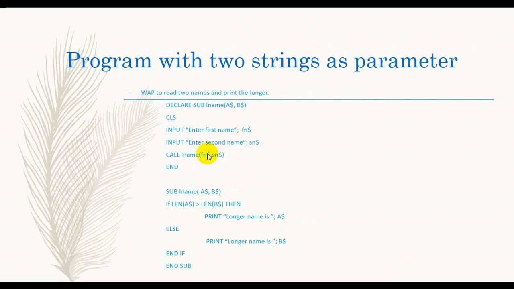On passing these two inputs, fn$ comes here in a$ and sn$ comes here in b$. Now we are checking if a$ is longer than b$, then we can say print longer is a$. LEN checks the length of this string. LEN(b$) returns the length of string b$. So if the length of a$ is found greater, it will print the longer name is a$, else the longer name is b$.